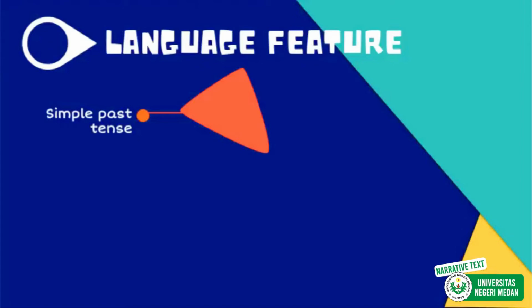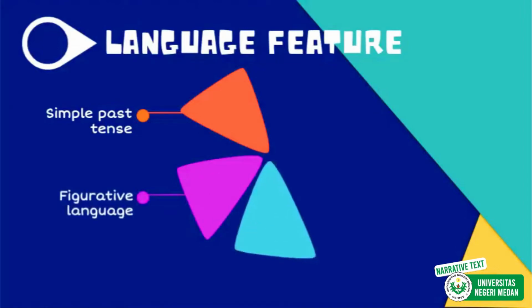Well, you need to recall back to the beginning that narrative text tells us about past experiences, which means you must use simple past tense. Then, it uses figurative language and also progressive verb. In narrative text, we tell about a series of events. That's why we must use figurative language and also progressive verb.